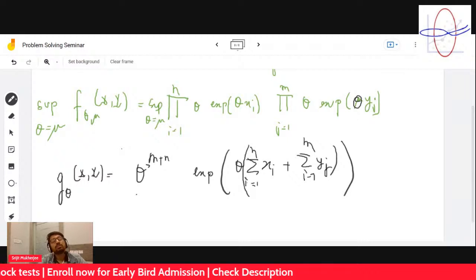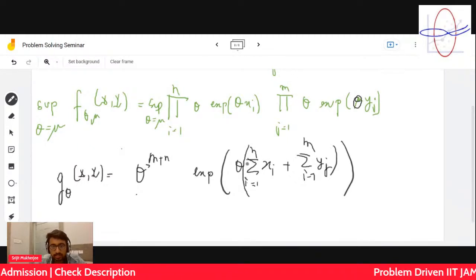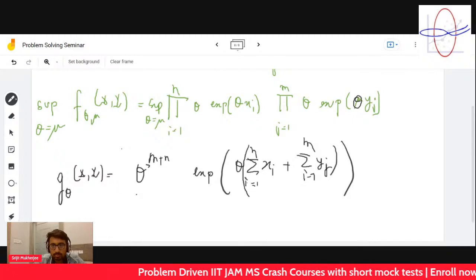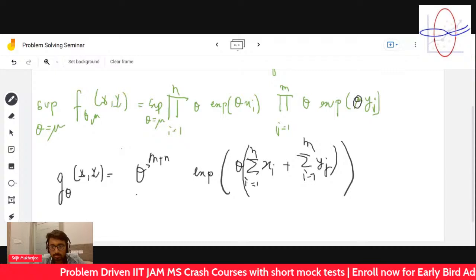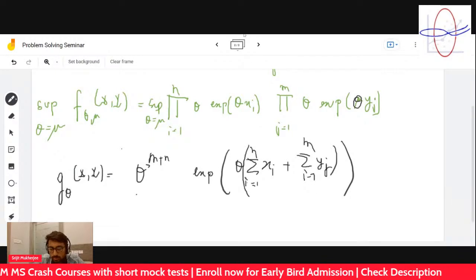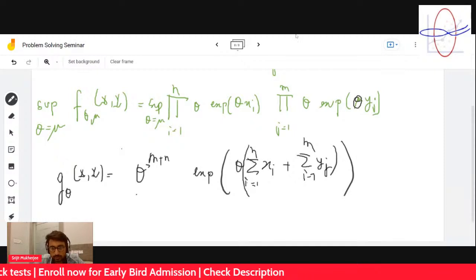This is a bit more involved, just to make you comfortable with the whole idea. Did you understand this, guys? This g theta of x curl, y curl. Did you understand? I'm asking you because it's mathematically more involved. That's the only reason.